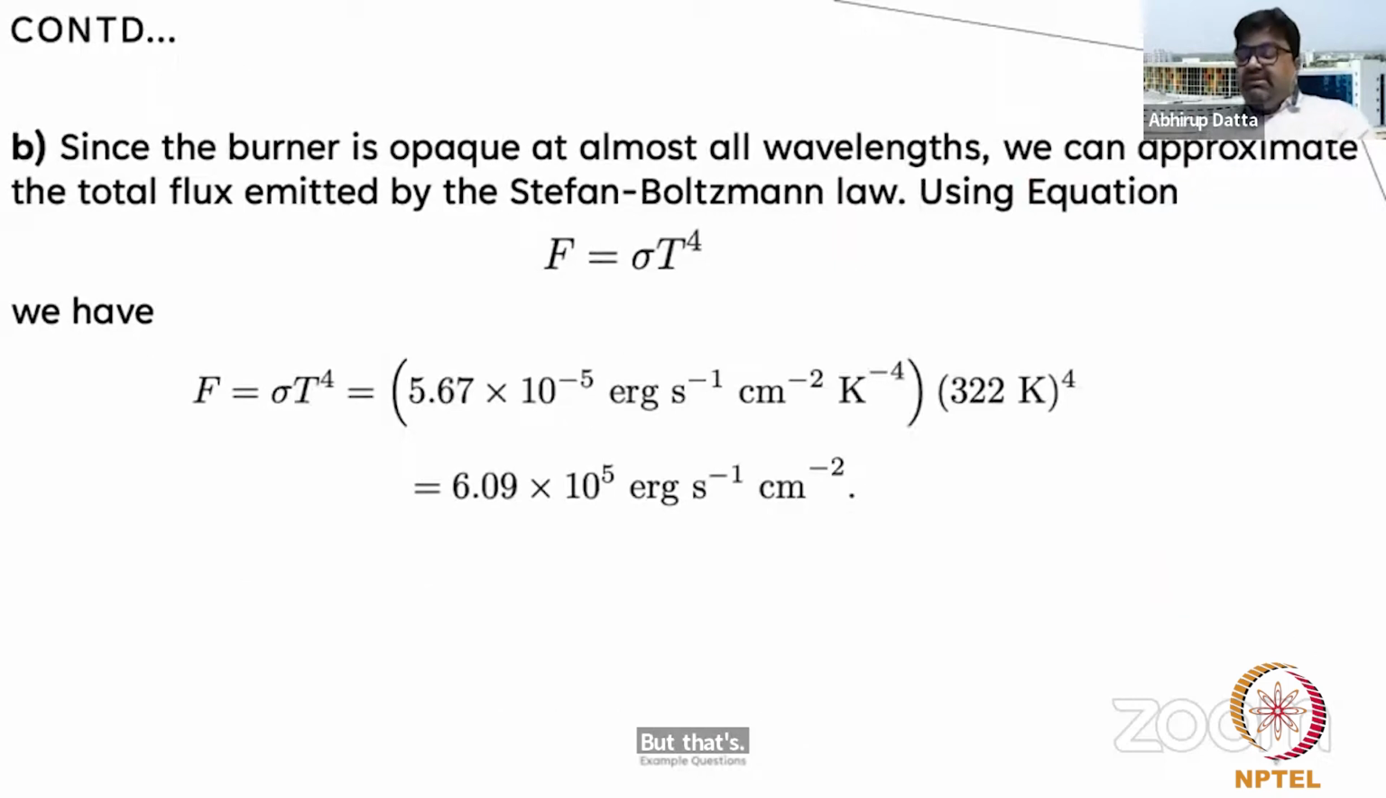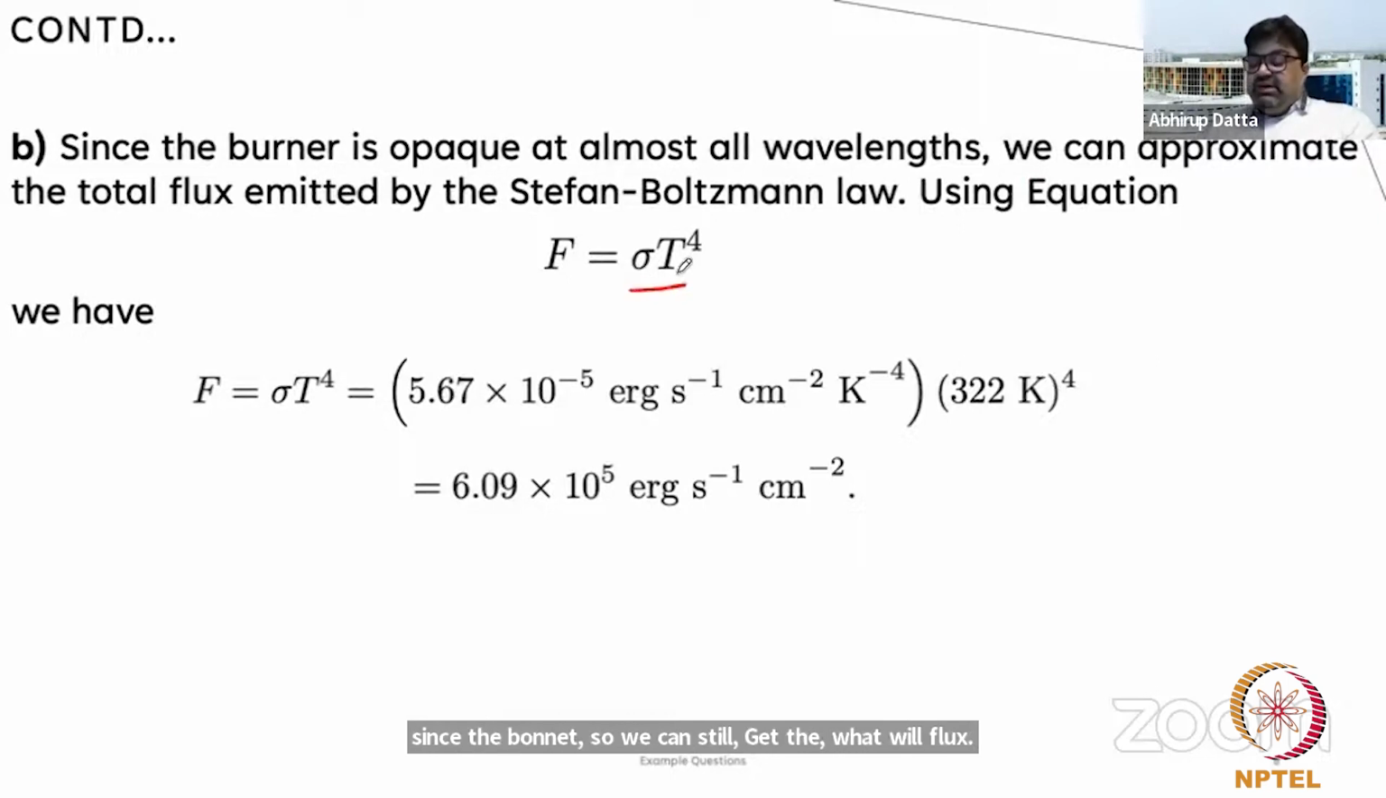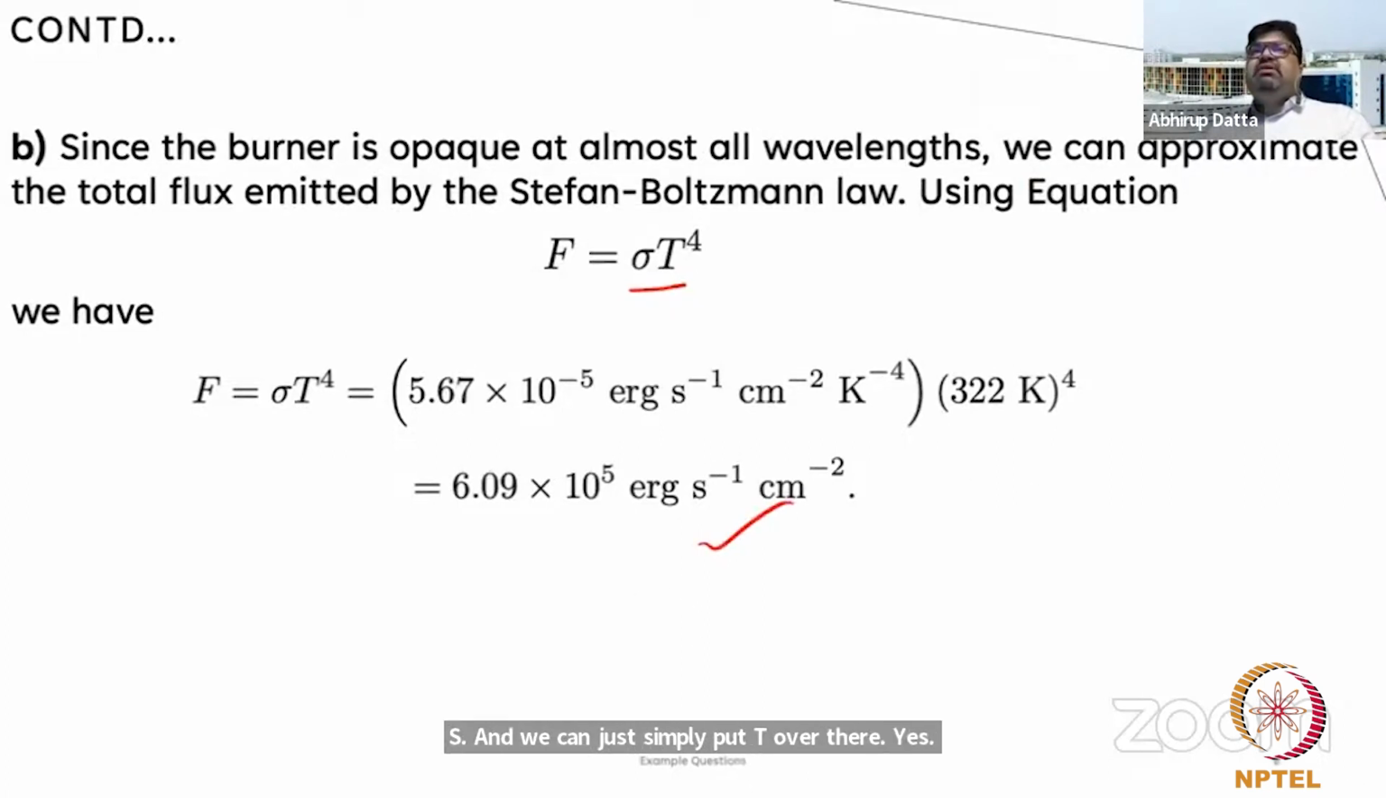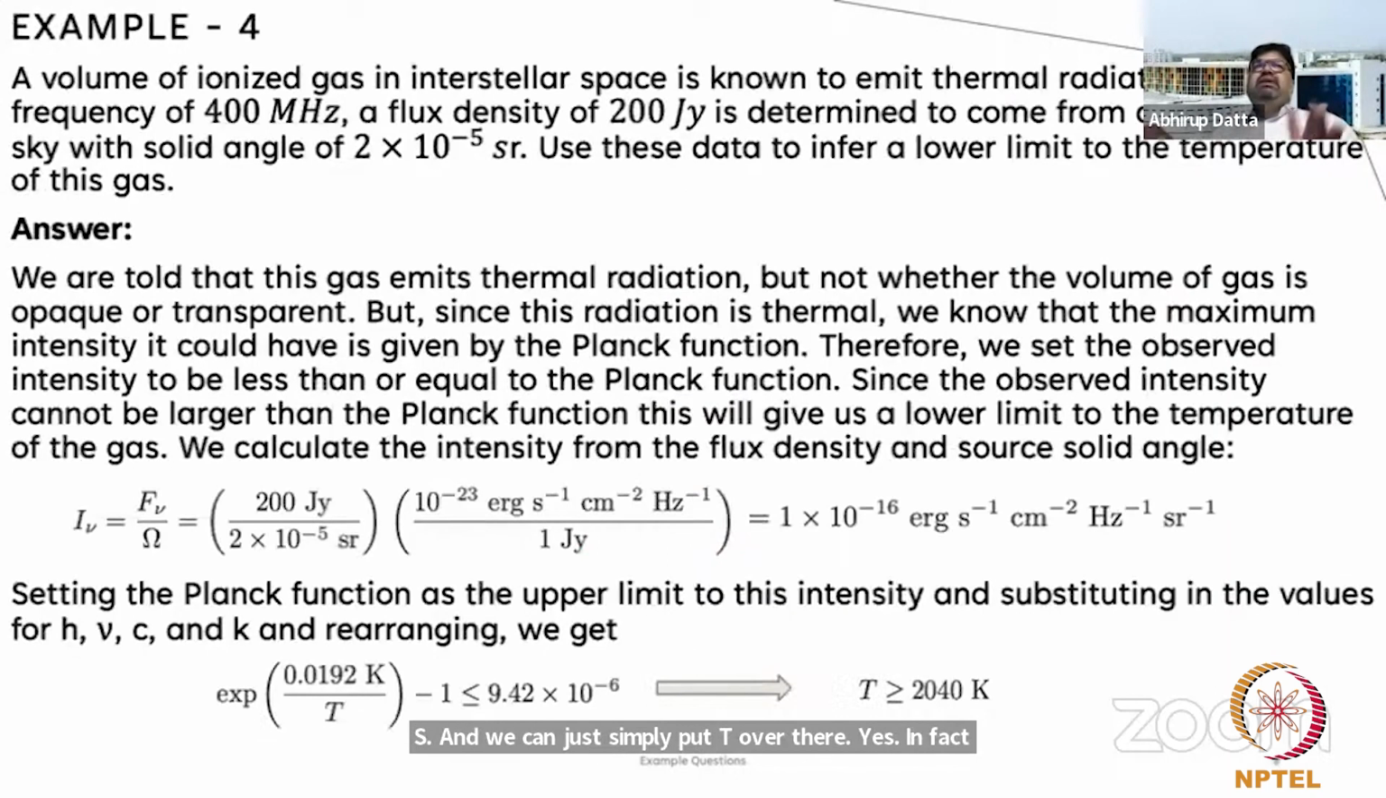Since this is a burner, we still have to get the total flux emitted. That is sigma T to the power 4 by the Stefan-Boltzmann law, and if you simply put T in there, you get the flux. That's it. The entire example is very simple, provided you don't make a mistake in using Rayleigh-Jeans in this particular case. Once you do that, this is perfectly fine.